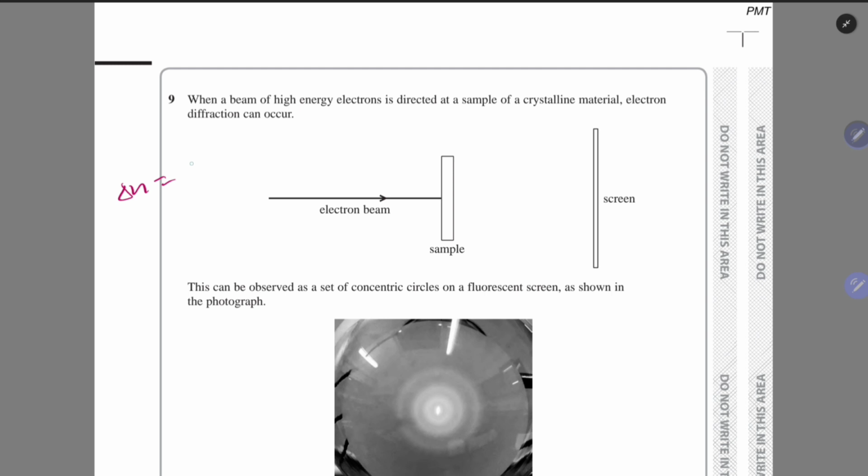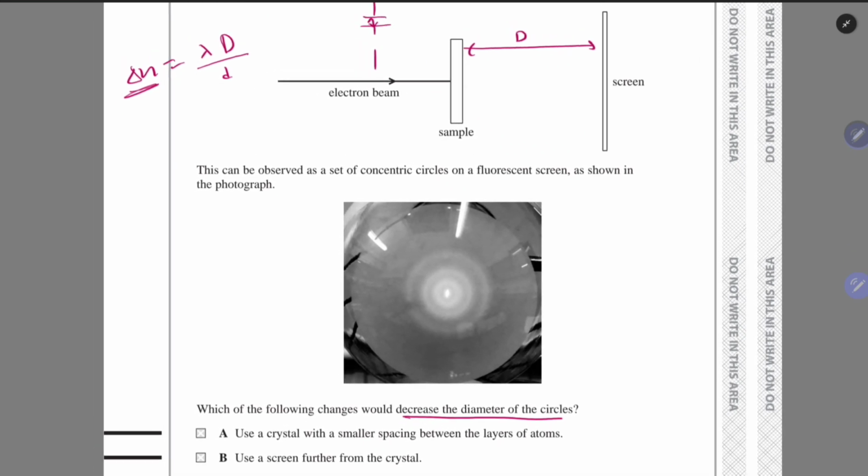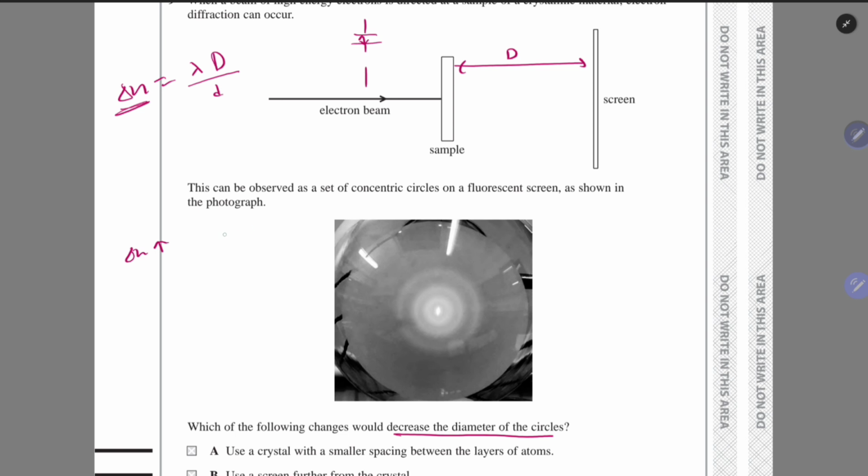Delta x equal to lambda capital D by small d. Here capital D is the distance between the sample and the screen. Small d is the diffraction grating spacing. Lambda is the wavelength, and delta x is the diameter of the circle, the size of it. Okay, so if delta x increases, D also increases. If delta x increases, lambda increases. Delta x increases, this decreases because it is inversely proportional.